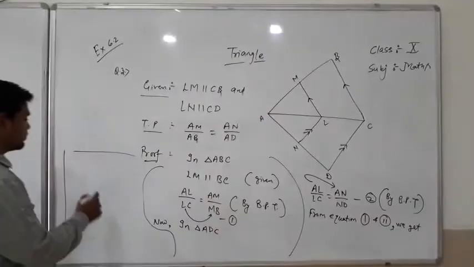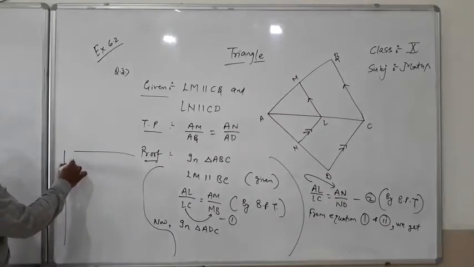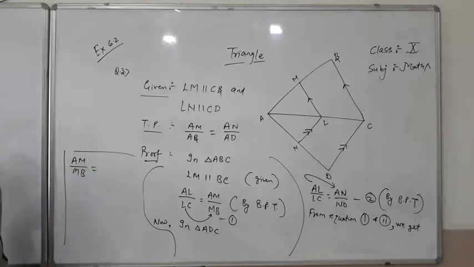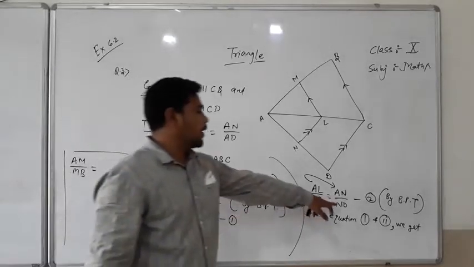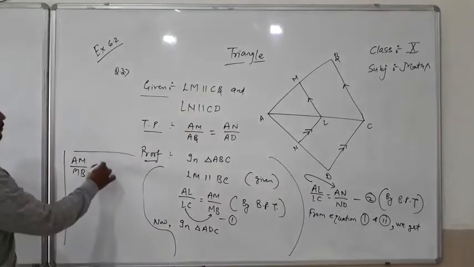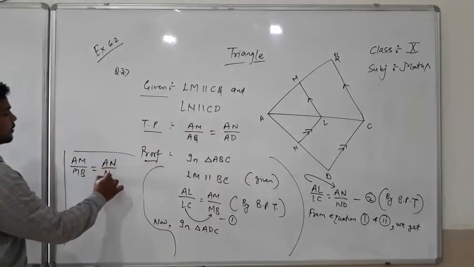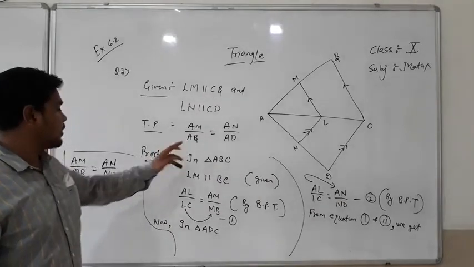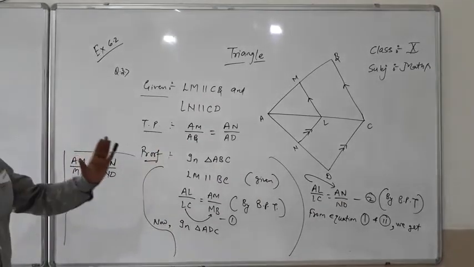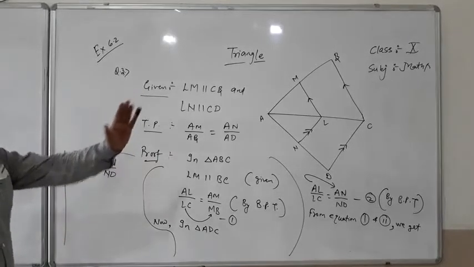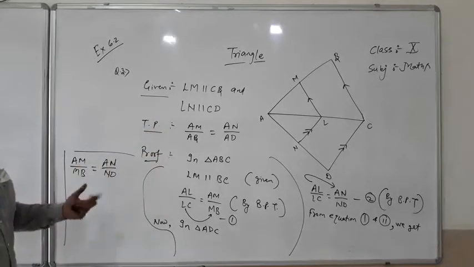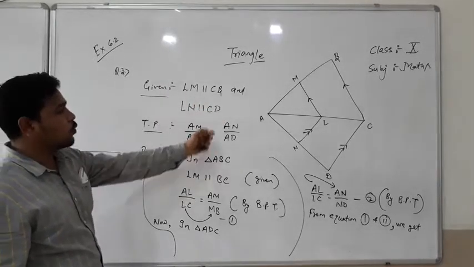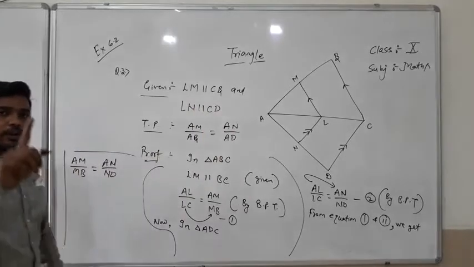students, see all of you, that is very easy: AM upon MB is equal to AN upon ND. But this is not in the to-prove part. Here it is AM upon MB is equal to AN upon ND, but in the to-prove part it is AM upon AB is equal to AN upon AD. So we will add 1 on both sides.